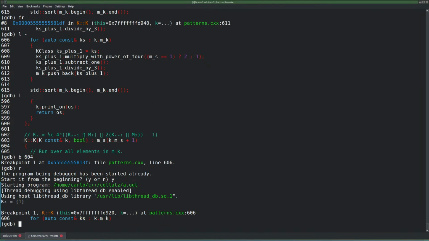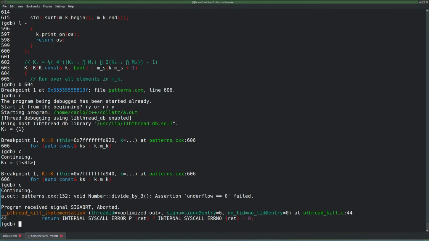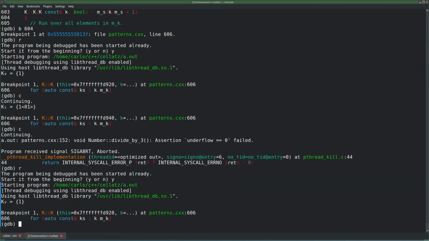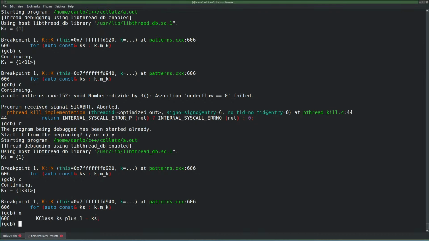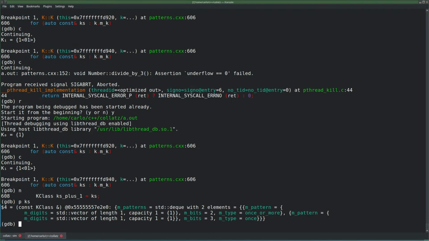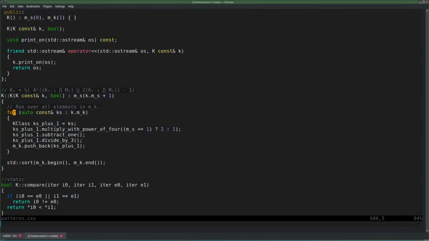Run. Breakpoint 1, 606, okay, continue, and then we have printed K1, and I think that now it goes wrong, right? Yeah. So run again, yes, continue. So then I run over all the values, and then KS equals... well, it would be nice to print it, and I don't have to read this. Let's do that first. I'm just going to add some debug output here.